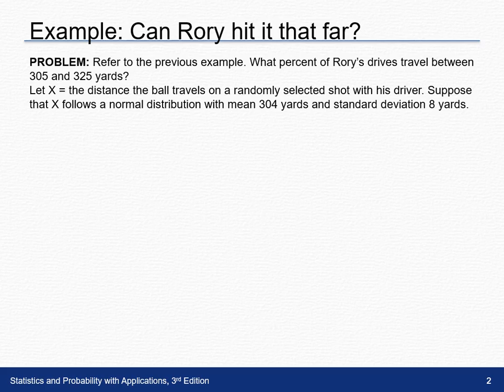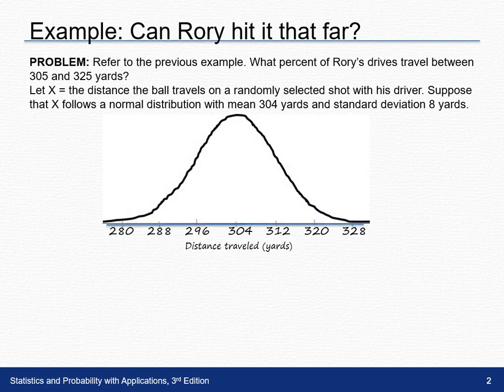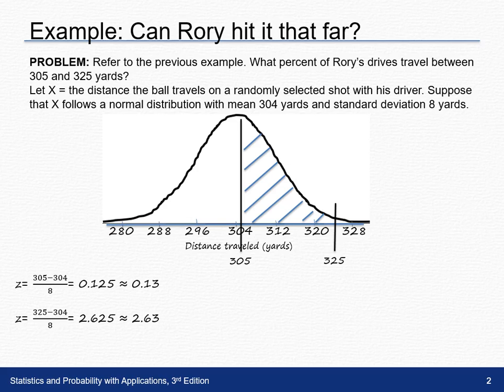So I'm going to begin with drawing the normal curve with the mean labeled in the center, the standard deviation 8. What I need to do now is figure out what percent of his drives travel between 305 and 325 yards. So I'm trying to determine that probability, or that shaded region under the normal curve. First, using table A, I need to find z-scores. So I'm going to calculate the z-score for 305 and for 325.